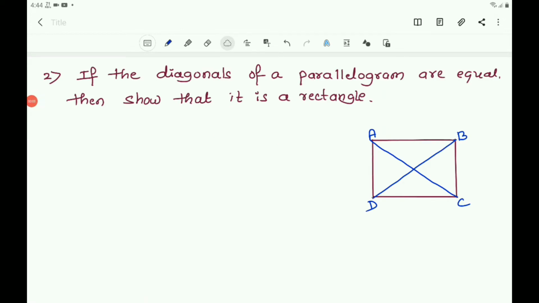Now take the second question. If the diagonals of a parallelogram are equal, then show that it is a rectangle. What is given here? In a parallelogram, the diagonals are equal, and we have to show that it is a rectangle. Consider the parallelogram ABCD in which the diagonals are equal, that is AC equals BD. We have to prove that it is a rectangle, which means we have to show that the angles are 90 degrees. If the angles of a parallelogram are 90 degrees, then naturally it becomes a rectangle.